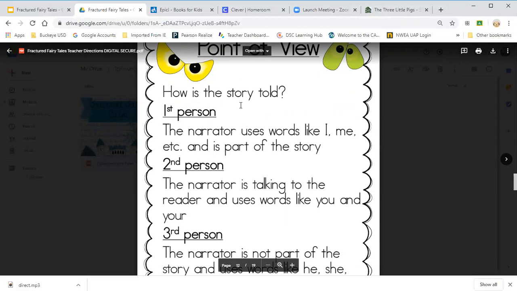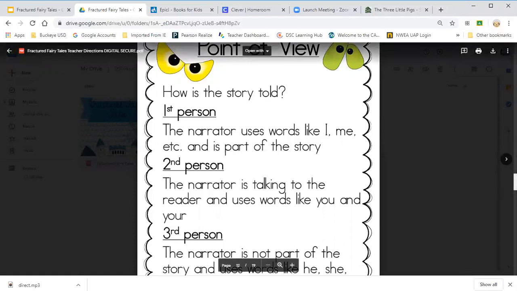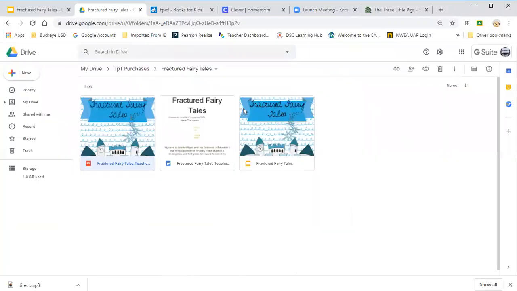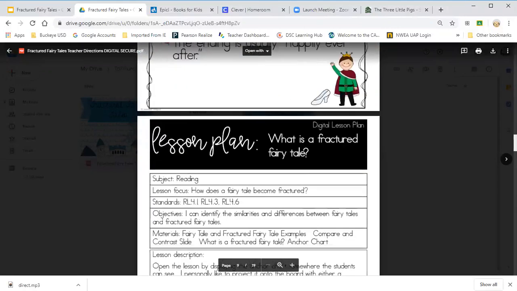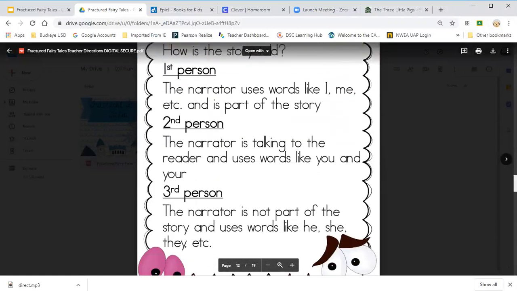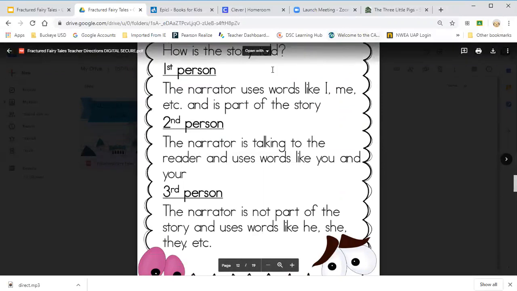So if it's told in the first person, you see the words I, like, or me, and they are a part of the story. If it's told in second person, the narrator is talking to the reader and uses words like you and your. In third person, the narrator is not part of the story. Let me get that back up for you. You can see that for later. And they use words like he or she. And you can definitely refer back to this later if you forget what first person, second person, and third person is, because you're going to need to know that.